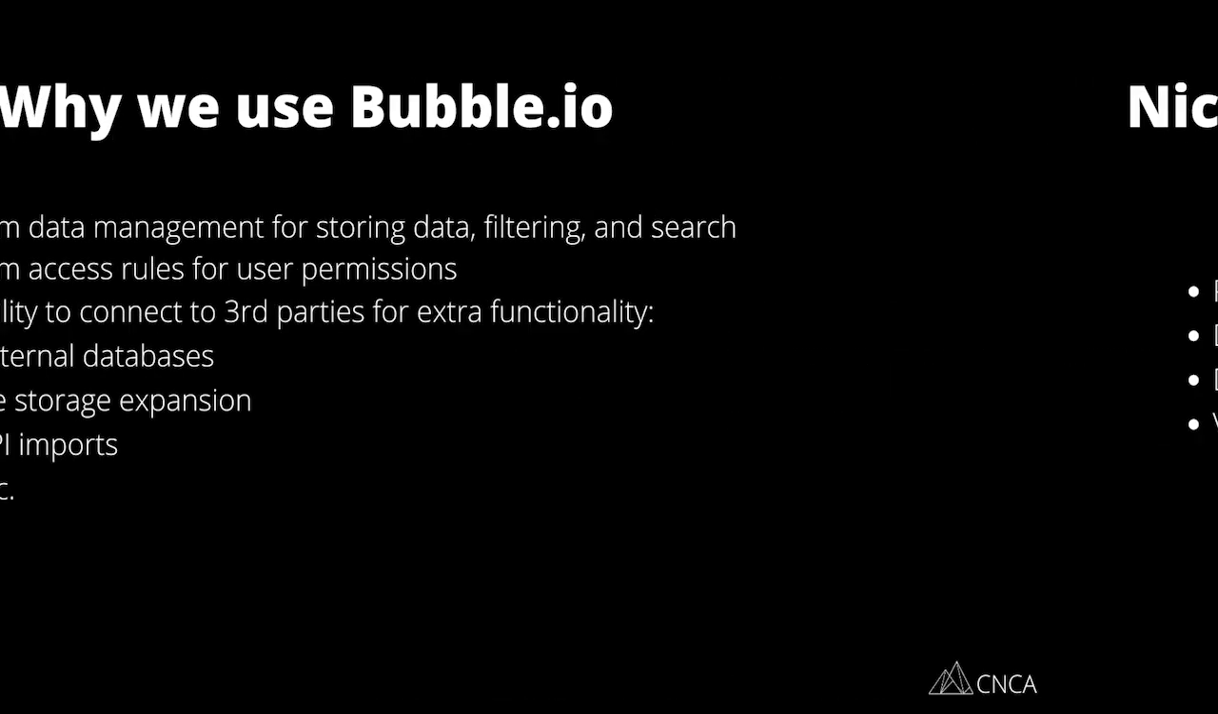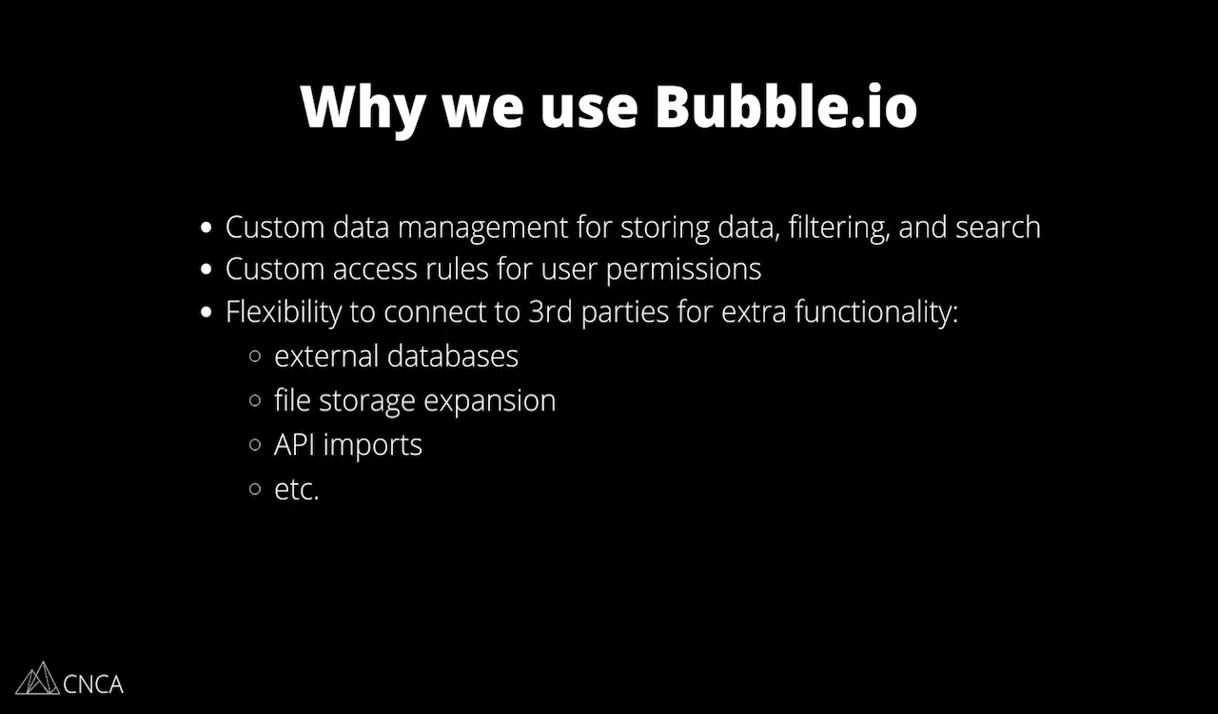Now, we recommend our clients use Bubble.io to develop their productivity apps, and here are a few key reasons why. First is custom data management. Bubble offers robust data management capabilities, including custom data structures, importing data, filtering, searching, and updates via API. Also, custom data access rules. With Bubble, you can define custom permissions, distinguishing between private and public data, personal and shared resources, and controlling all of the standard create, read, update, and delete levels of permission.